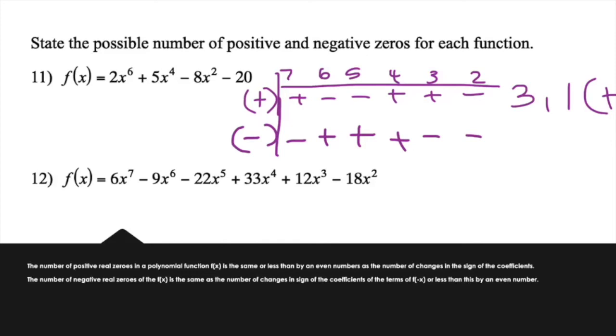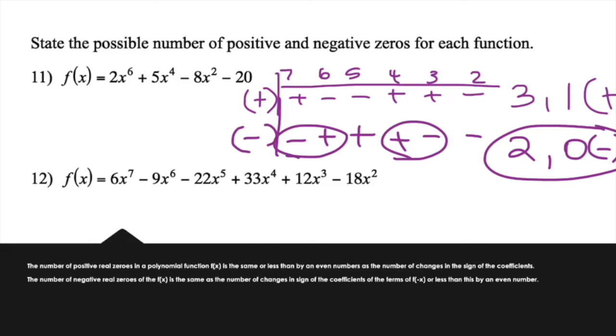And I check for sign changes. I have 1 and 2. But I also have to reduce that by an even amount. So I subtract 2, I get 0. So for the negatives, I have 2 and 0 as a possibility. And for the positives, I have 3 as a possibility.